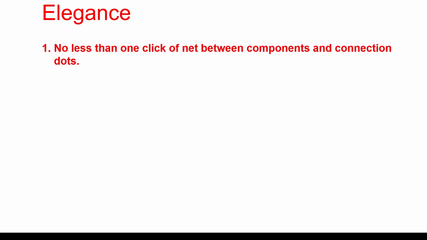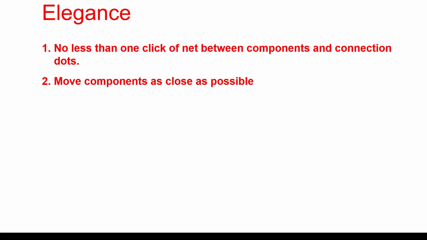First, no less than 1 click of net between components and connection dots. So this is really just saying, show the wires, but make them as short as possible. To make them as short as possible, you kind of have to move components closer to each other. That's the second rule. Move components as close as possible to each other without being on top of each other.